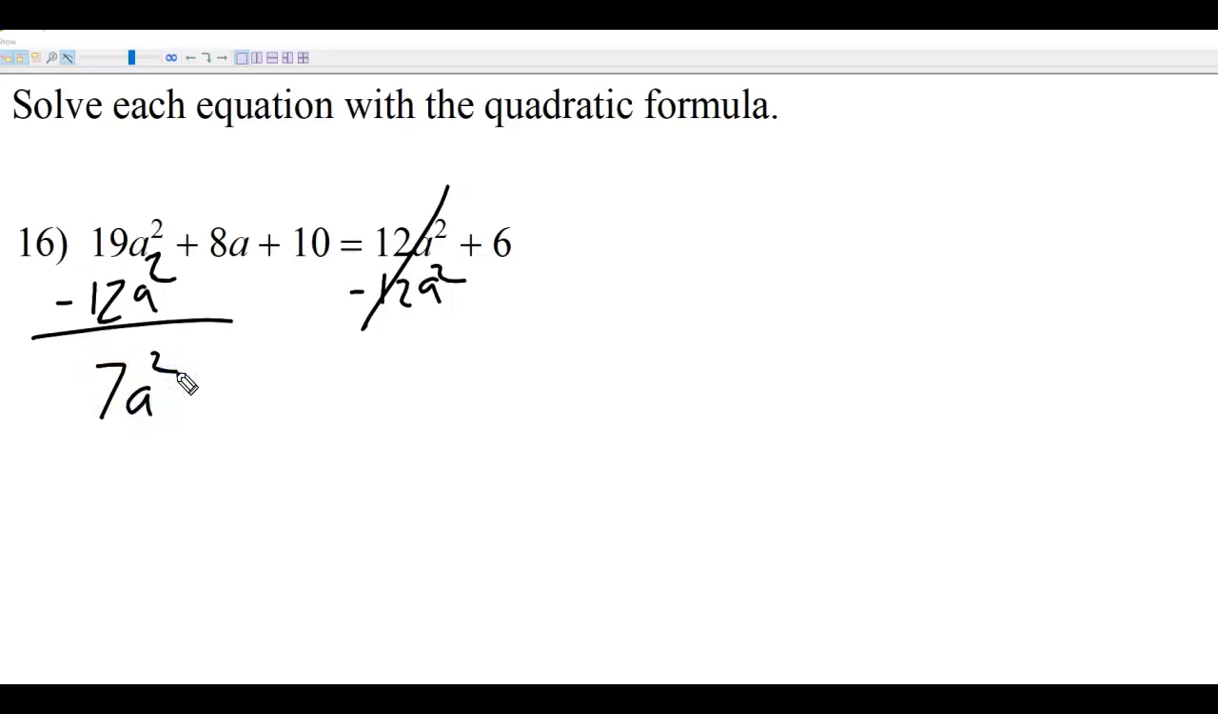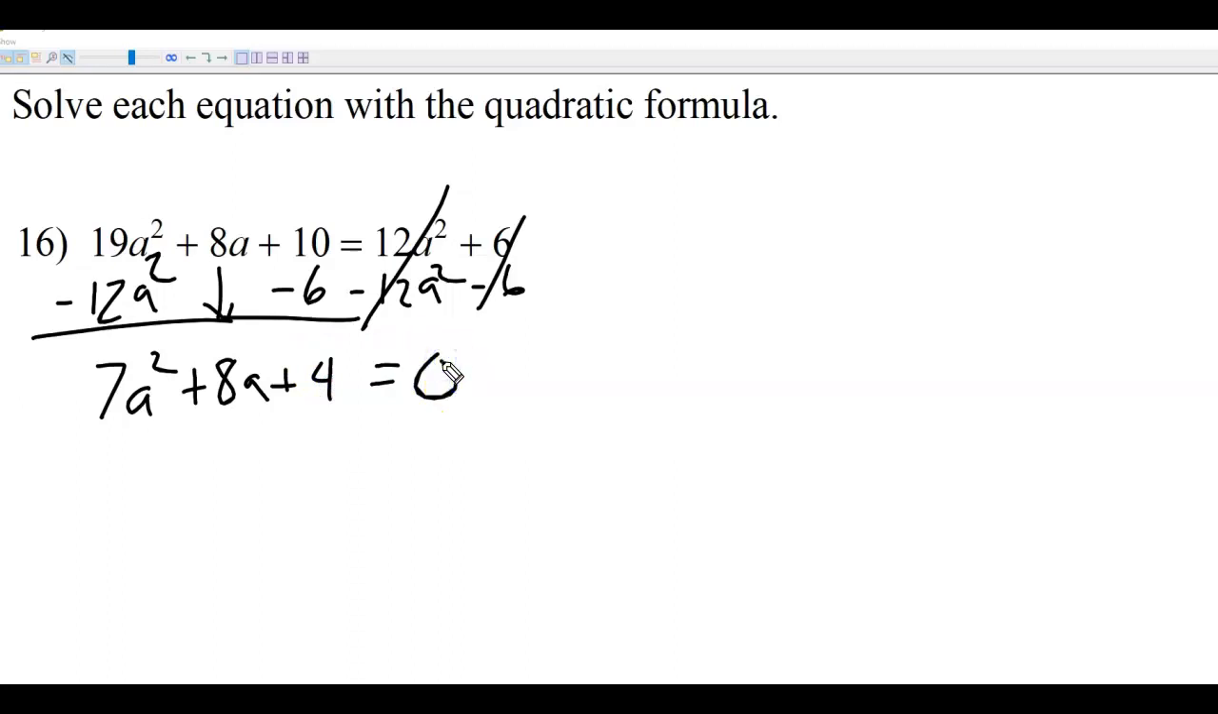And then we also have a 6 that I could bring over. So I need to drop that 6 off. And the 6 will combine with the 10 because those are just both normal numbers. So the 8a, you'll notice, doesn't combine with anything. That one's just going to come down as is. But 10 take away 6 leaves me with 4. And now it does equal 0.